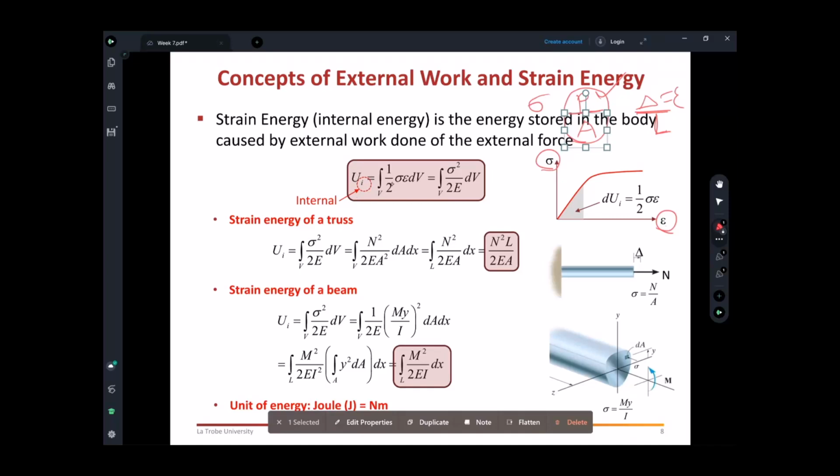Internal work is equal to 1/2, stress, strain, and dV. dV is a volume, a very small volume. You take a very small volume and integrate over the whole volume, then you can calculate those things. Okay, so I hope you understand. The definition still holds the same, load times displacement, but here for the internal quantity we are just talking about stress times strain.